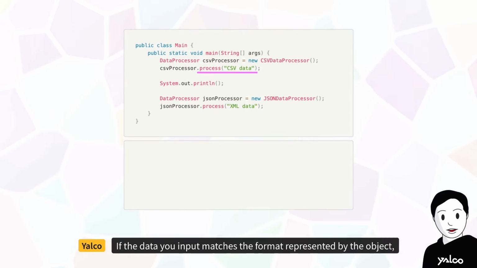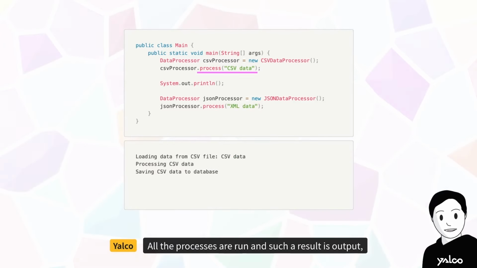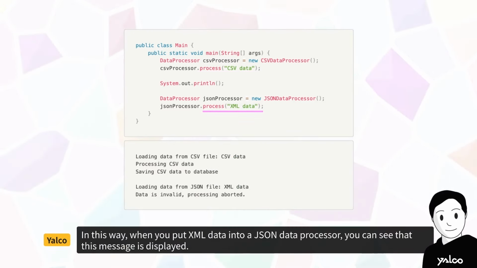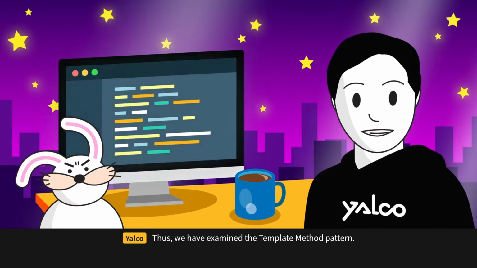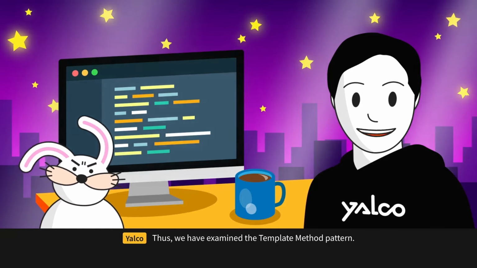If the data you input matches the format represented by the object, all the processes are run and such a result is output. In this way, when you put XML data into a JSON data processor, you can see that this message is displayed. Thus, we have examined the template method pattern.